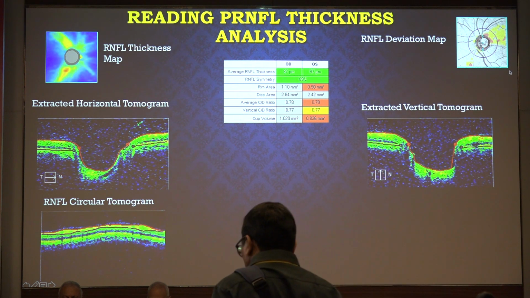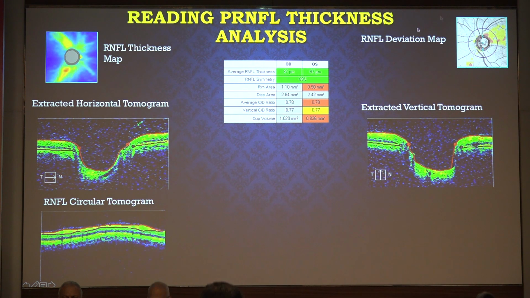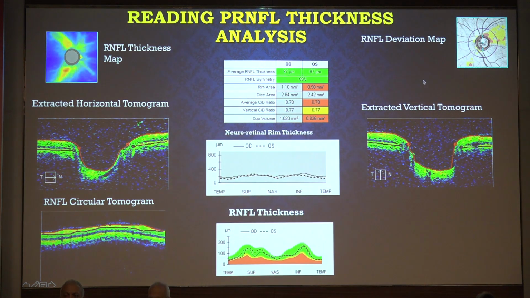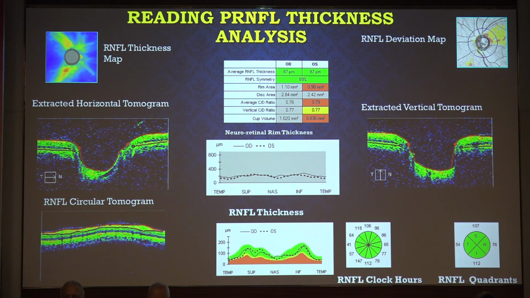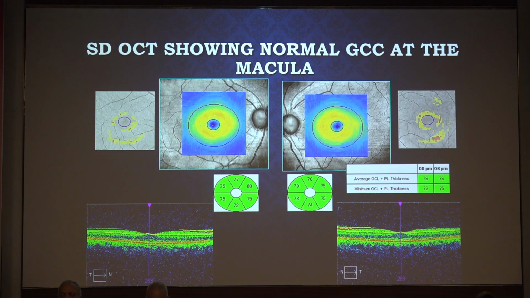You will see all these things, and this is an RNFL circular tomogram. So this is the cut section of the retina along this circle here, you can see. Next, we also have the NRR thickness from both the eyes and RNFL thickness from both the eyes. And lastly, we get the averages along the clock hours and the 4 quadrants. This is about your RNFL map. Let's look at the GCC map. Again, the same color coding. We are seeing this ellipse.